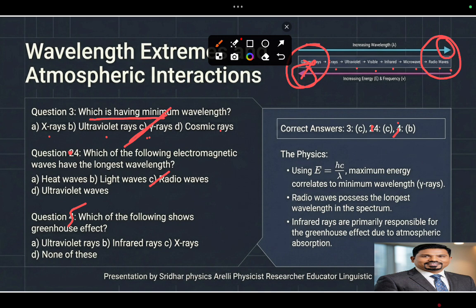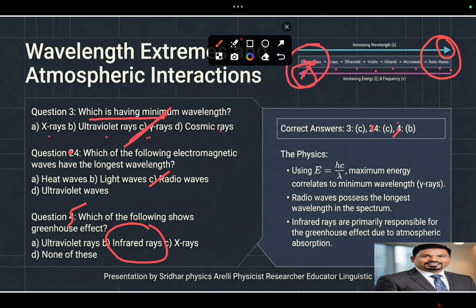Question number 5. Which of the following shows the greenhouse effect? What is the greenhouse effect? Gases like methane, CFC and H2O are trapping the radiation from the earth, and because of that there is a warmer condition, and that we call the greenhouse effect. That is about infrared radiations.